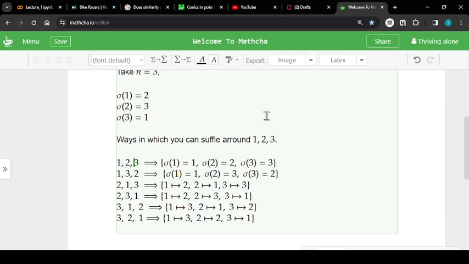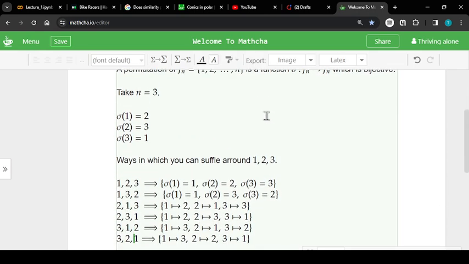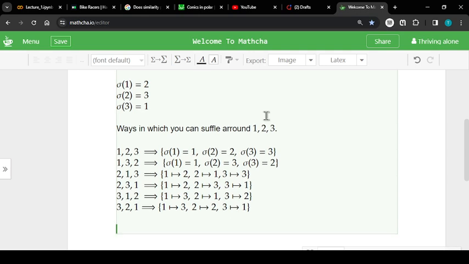Think of 1 to 3 as objects, and you have shuffled them around. Just like a deck of cards, you can shuffle it around so that the relative position of each card changes with respect to the other cards, right? So in a similar manner, 1, 2, 3 are objects which you have shuffled around in various ways, right? That's all about it. I hope that you have learned to think about permutations as if they are functions, right?